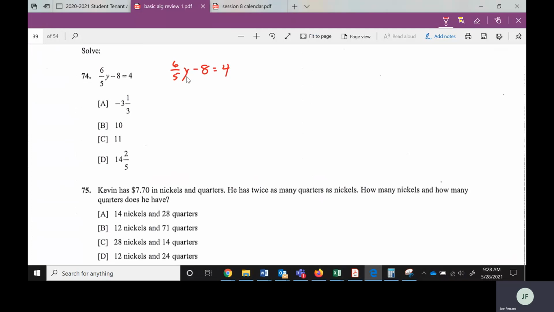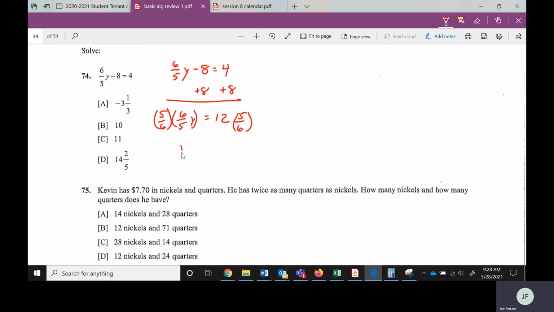The y is on this side. This we get rid of last. We want to get rid of this minus 8. So to do that, we add 8. So we're left with 6/5 y. These cancel out. 4 plus 8 is 12. Okay. So the one way to do this is if we have y times a fraction, you're going to multiply by the reciprocal, meaning times 5/6. And we do that on both sides.